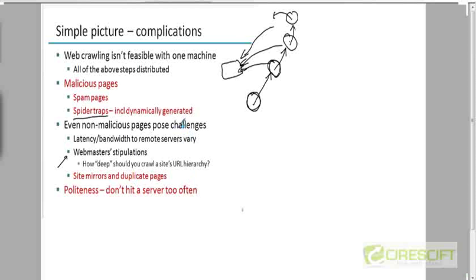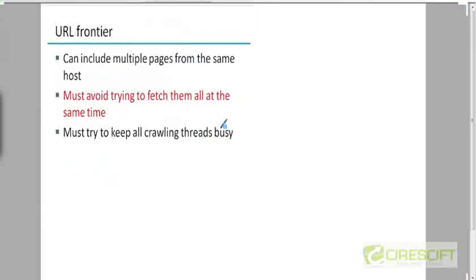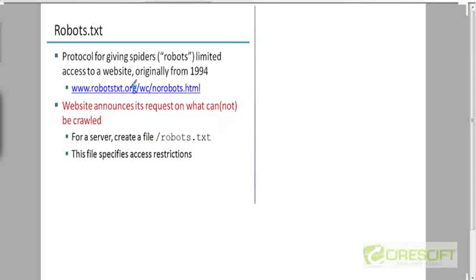That is usually done using a file called robots.txt. Let me actually directly go to that. So robots.txt is a file that is set by the webmaster, whose syntax is in accordance with a standard protocol that was developed in 1994 for giving spiders or crawlers or robots limited access to a website. The details of the protocol are on this website, but what the robots.txt file does is it announces its request to crawlers on what the crawler should not crawl.